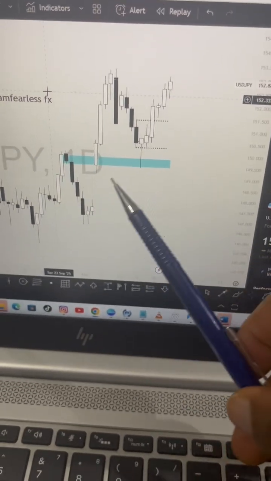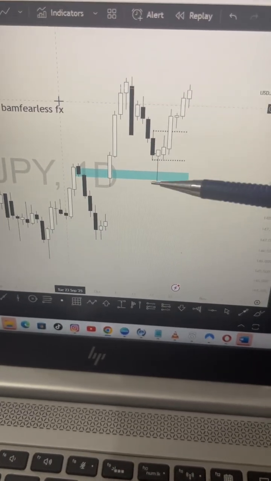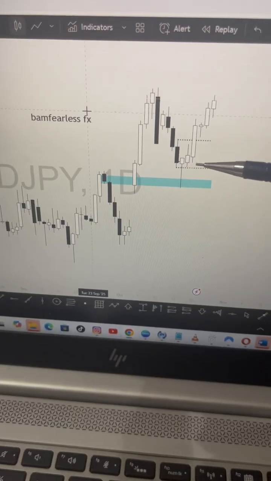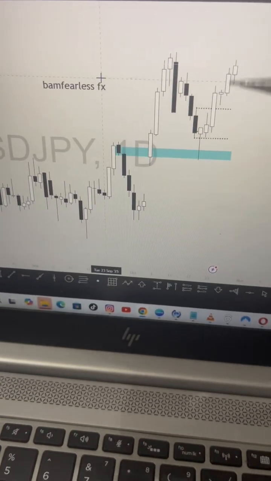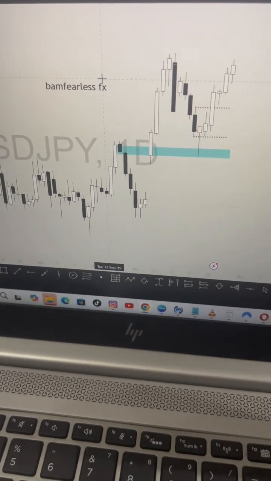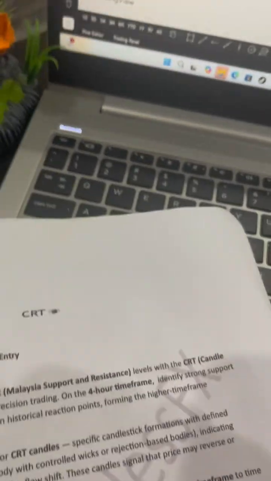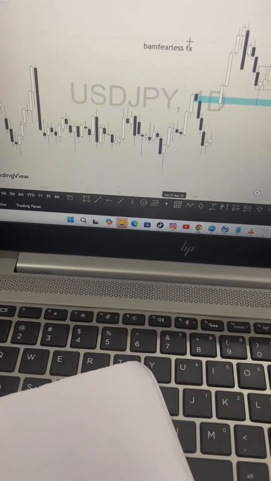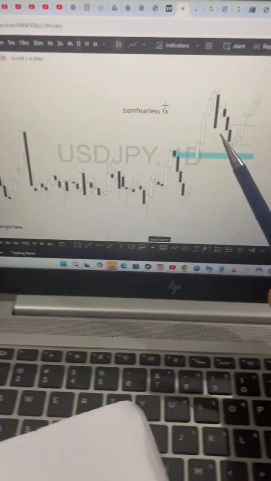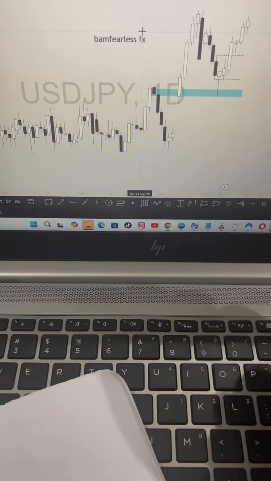You don't just jump in, because we never know if price will continue selling to the downside. Understanding CRT will give you a high chance of winning if you match up CRT plus MSNR. If you match these up together, just watch this video, and I'm very sure you will understand two or three things in it. Also, marking out the high and the low of this range is what we need.